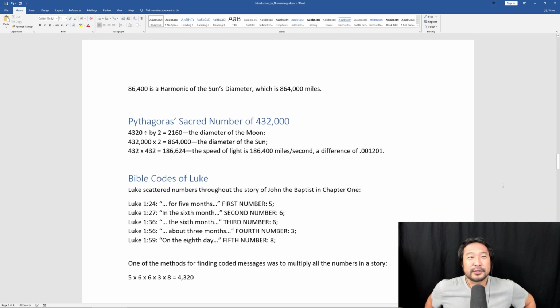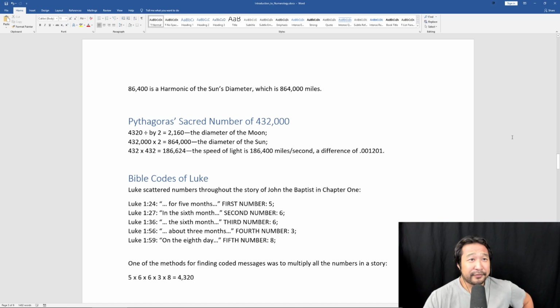Now, if you just go back to Pythagoras' sacred number of 432,000, all you have to do is divide that by 2 and you get 2,160, which is the diameter of the moon. Let me go ahead and put in a... Now, if you use 432,000 and multiply it by 2, you get 864,000, which is the diameter of the sun.